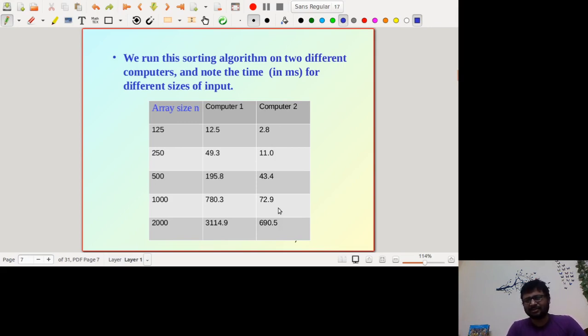How about this column? 11 is less than 2.8 times 4, but roughly speaking of the same order. 43.4 is less than 2.8 times 16. Is it less than? Around that magnitude, maybe slightly less, but you can see the same pattern here also. So although the numbers look very different, the way it grows with the input size is similar in both the machines.